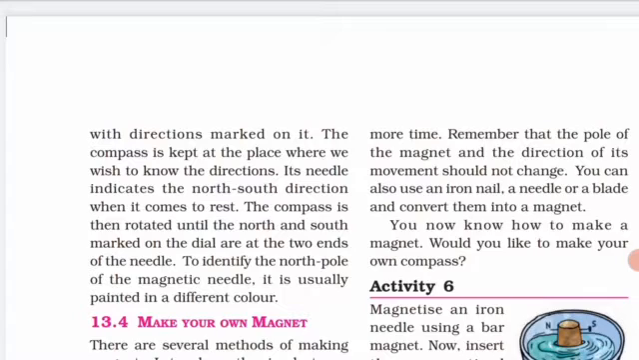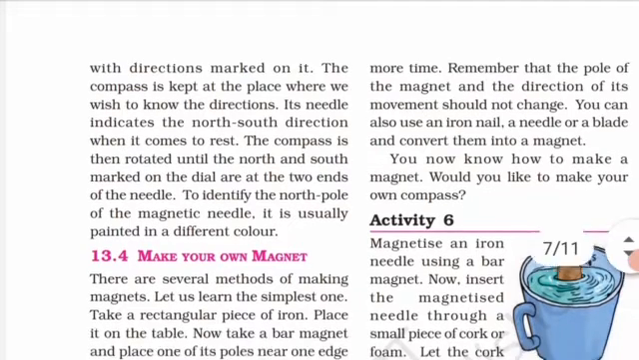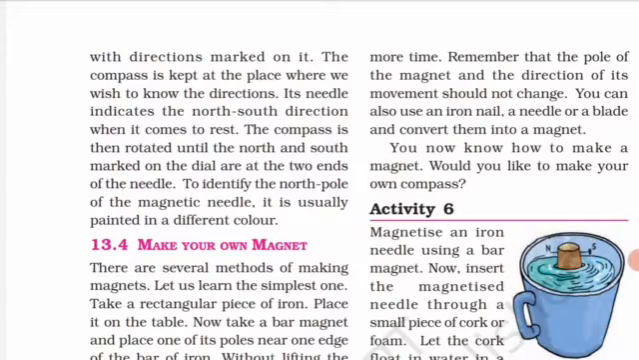The compass is kept at a place where we wish to know the direction. Its needle indicates the north-south direction when it comes to rest. The compass is then rotated until the north and south marks of the dial are at the two ends of the needle. To identify the north pole of the magnetic needle, it is usually painted in a different color.